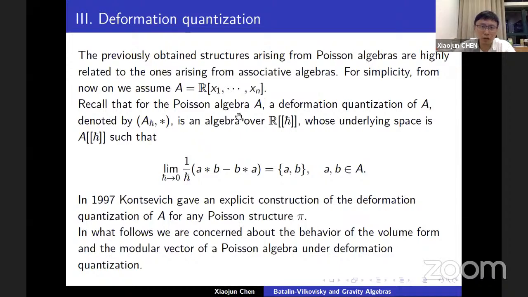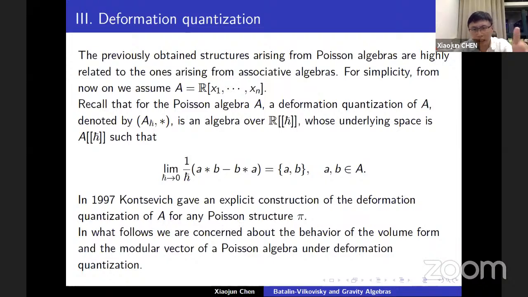So now recall, this gives a definition of deformation quantization of A. It gives a new product, called the star product, on A tensor the formal power series in h bar, such that the first order non-commutativity is given by this Poisson bracket. In 1997, Kontsevich gave an explicit construction of deformation quantization of A for any Poisson structure.